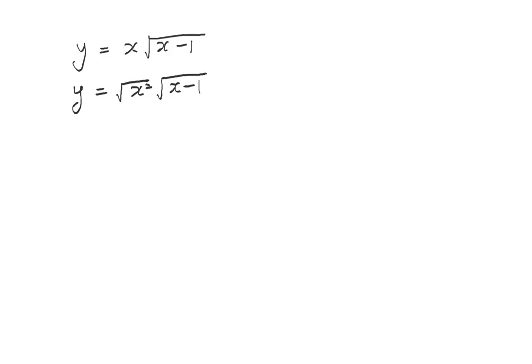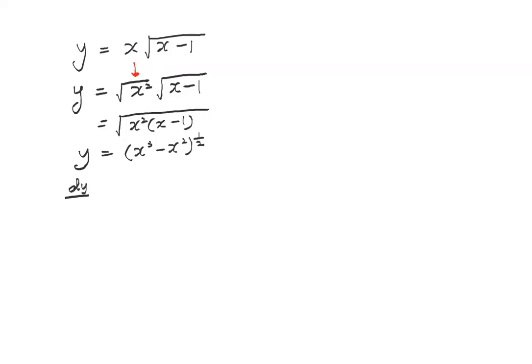The answer is yes. This is x. I write it in a different form. Why do I want to write it in this form? So that I can combine, so that this becomes x cubed minus x squared, to the power half. So now can I apply chain rule? The answer is yes.